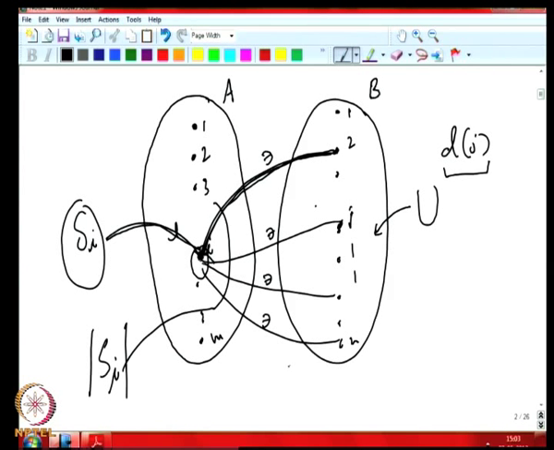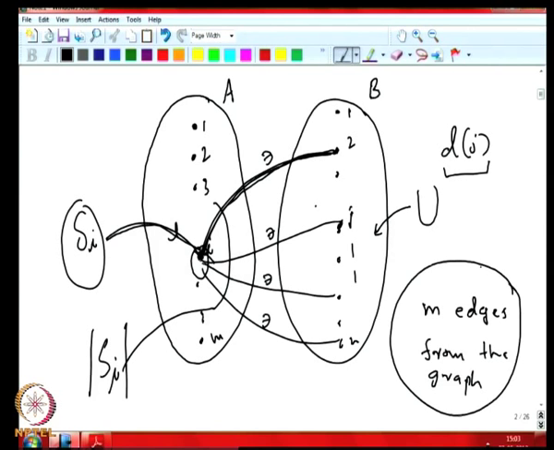Now, the question of selecting distinct representatives corresponds to selecting m edges from this graph such that the endpoints of these m edges are all distinct. That means no two edges share an endpoint. So if m edges are there, all the edges are going from this side to this side. One edge should be like this, one edge like this, one edge like this. So every vertex here should be the endpoint of one of the edges.